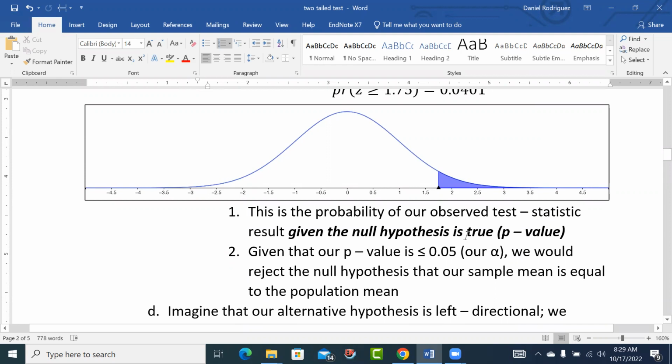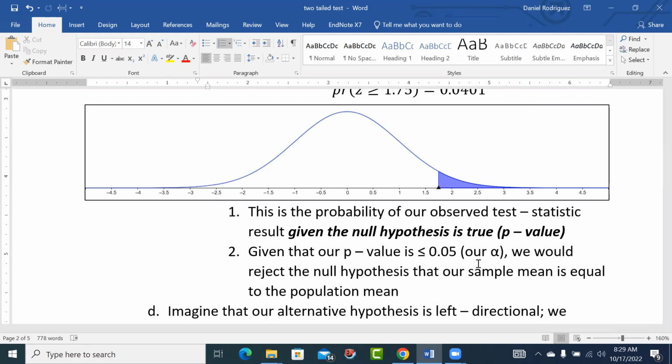This is really key, saying that given the null hypothesis is true, because we're asking what's the probability of a result this extreme or more extreme, given the null hypothesis is true. And it's very, very low, only 4%, basically. So given that our p-value is less than or equal to 0.05, that's our alpha. Remember, we said we can accept being wrong 5% of the time or less.